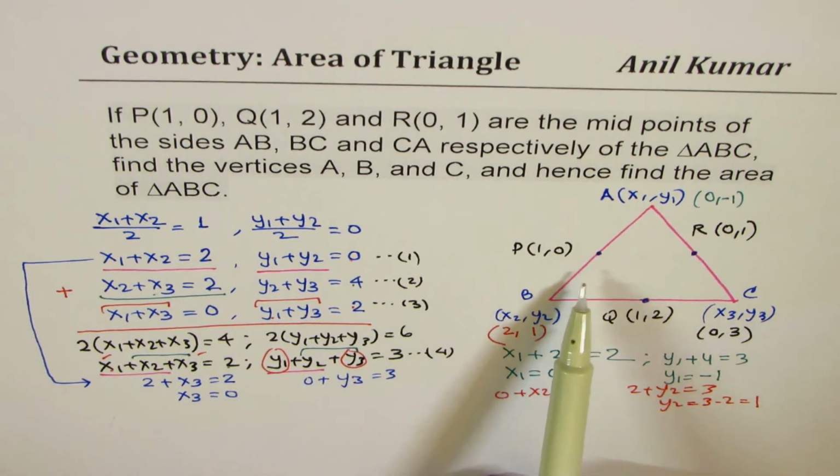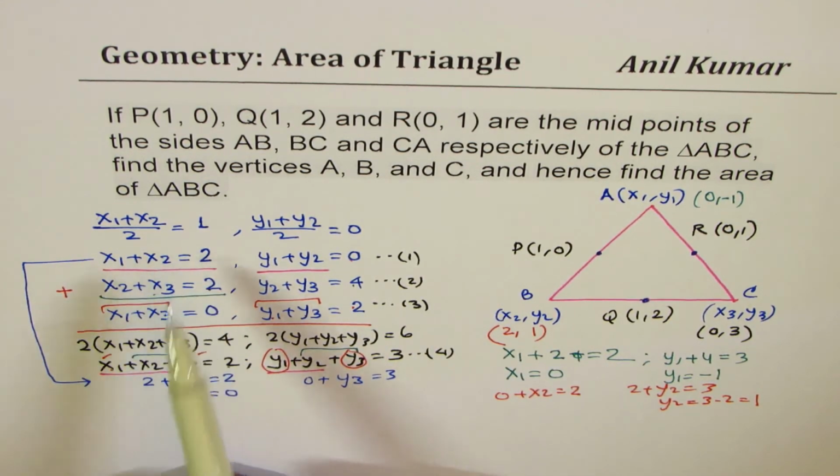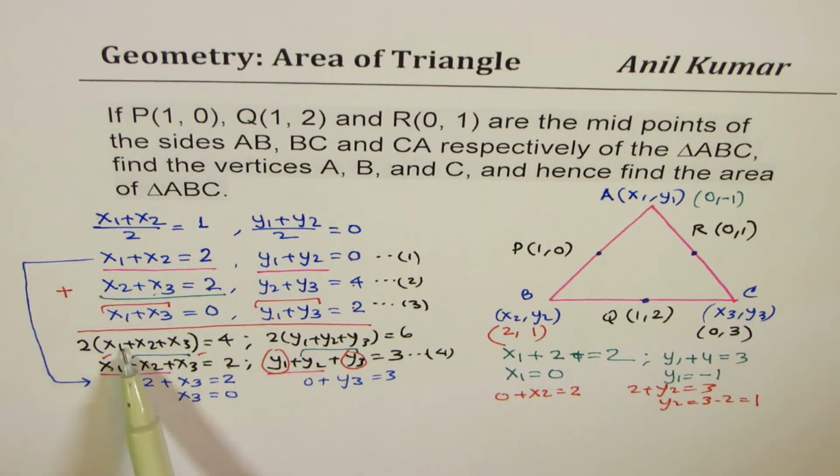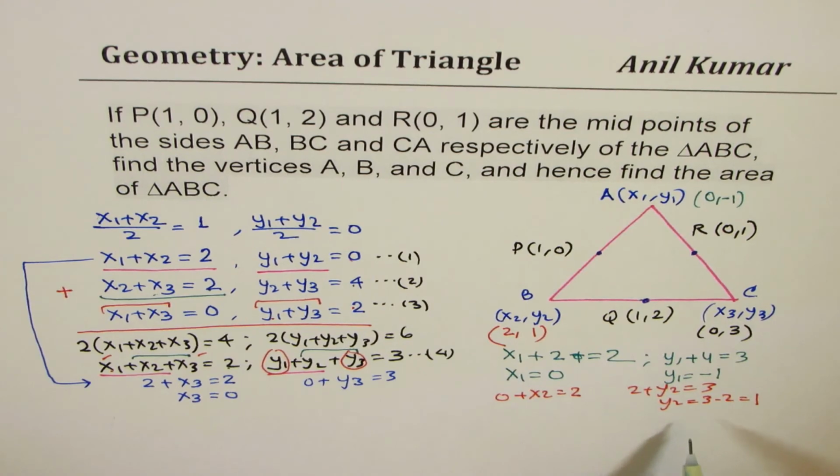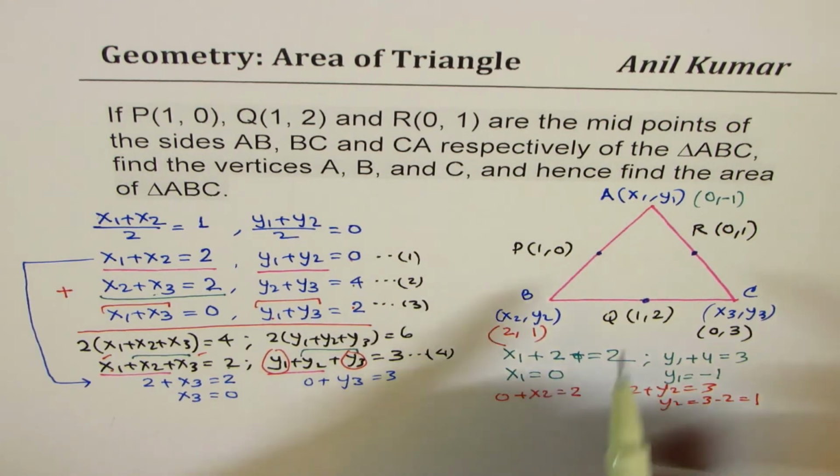So find the average value by adding, dividing by 2, get an equation with twice the sum of these coordinates, and then in turn, one by one, take away the sum of 2 to get the value of the third one. I hope you get it, right? Now, in one of my videos, I've done it in a much shorter way. Let me share that with you.